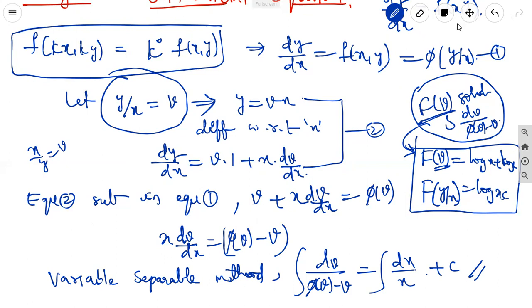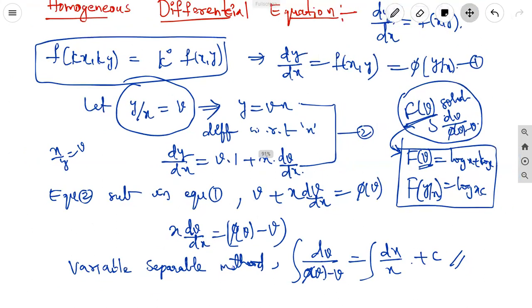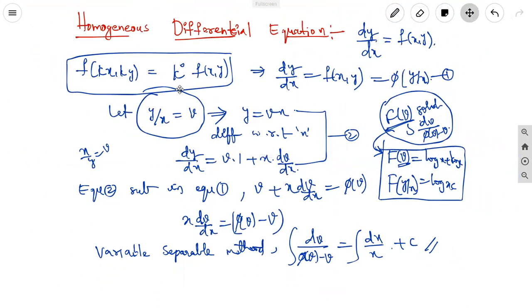And one more thing, how to identify the homogeneous: this is the condition. In general, you check that each and every term has the same degree of the variable. Now I am going to discuss one problem, how to identify the homogeneous differential equation and how to solve the given equation.